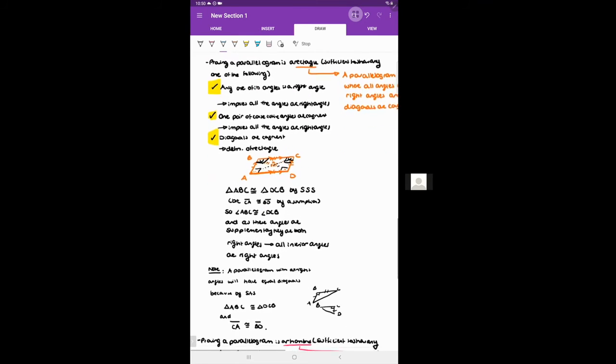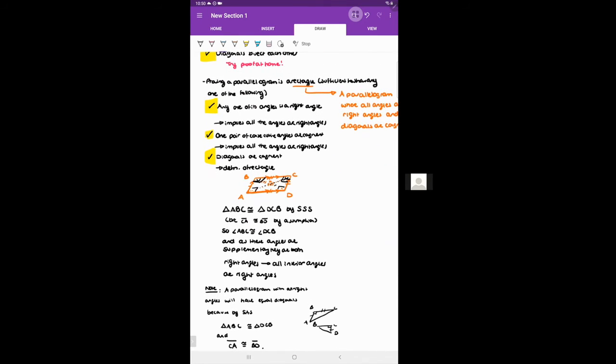And just a note, we can also go from knowing that a parallelogram has all interior angles being right angles to knowing that the diagonals are equal by side angle side. So let's say we have a parallelogram, and we know that all the angles are right angles.